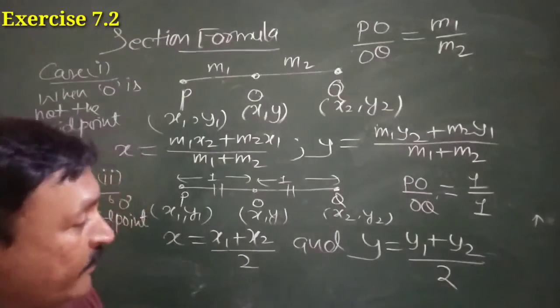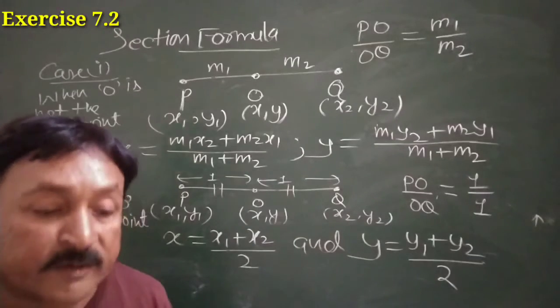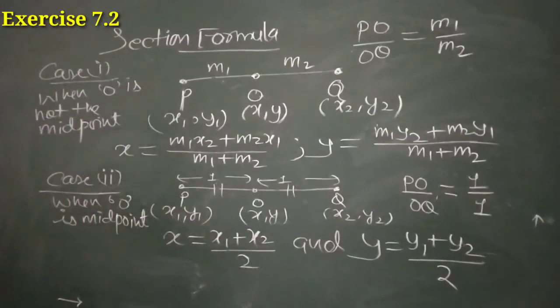Okay, I think the concept is clear, and we will start our exercise 7.2. So, write down these concepts in your fair copy in a proper way, taking two cases: case first when O is not the midpoint, and case second when O is the midpoint. Now, read question number 1 from your books.